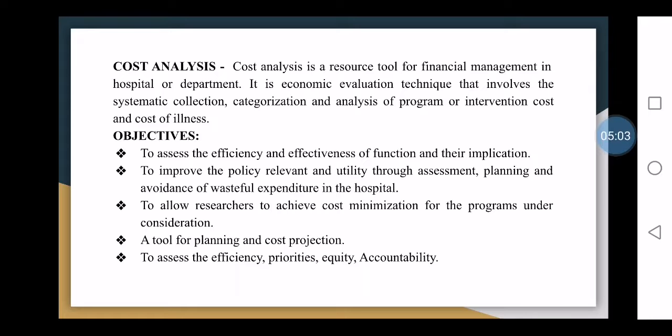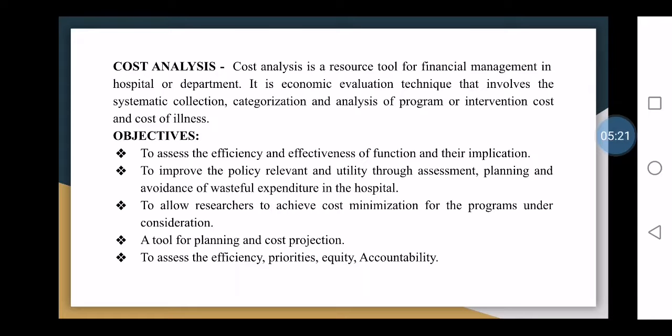New technologies, new instruments, the cost of doctors, nurses, the hospital expenditure, waste management, the electricity bill, the water bills, everything is increasing. So in some way or other, the researchers have to find out how to minimize the cost. For that, cost analysis is very much needed.